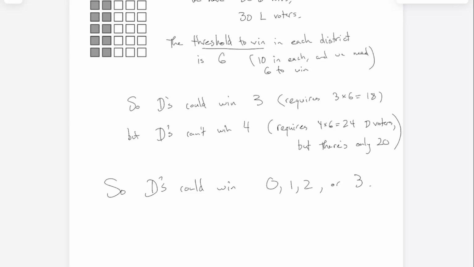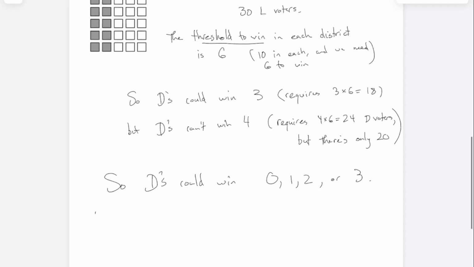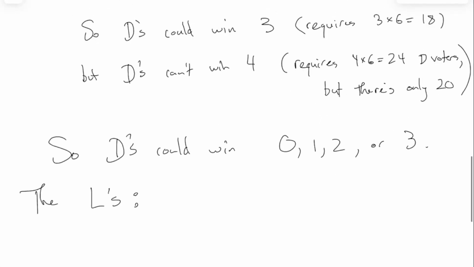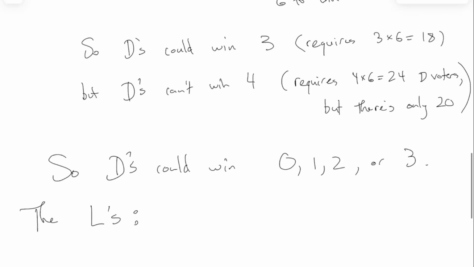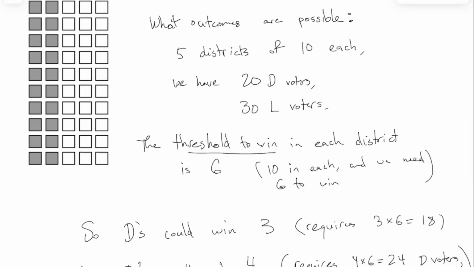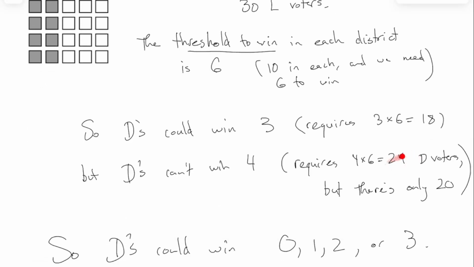And we should also think about the L's for the same reasons. Can we try the same kind of analysis for the L's? Is it possible for the L's to win various amounts? Could they win 3? Well, winning 3 requires 18, and what I set up here, there are 30 L voters, so they definitely can win 3. Could they win 4? 4 would require 24, and they have 30, so they can win 4.